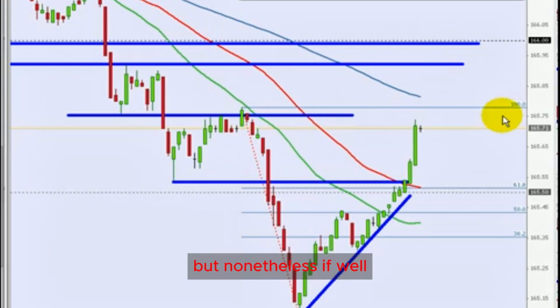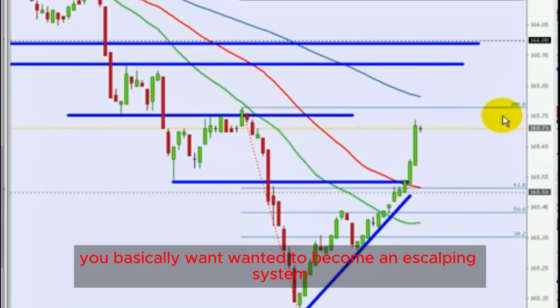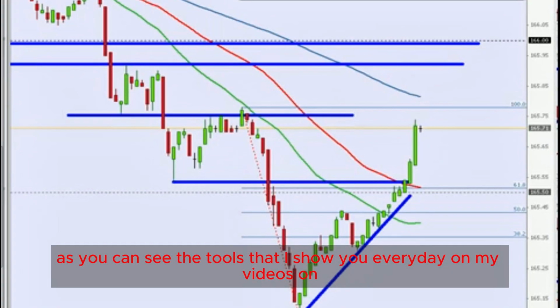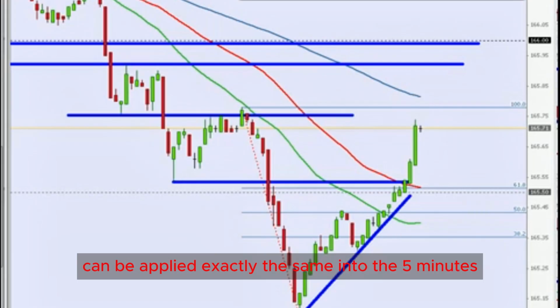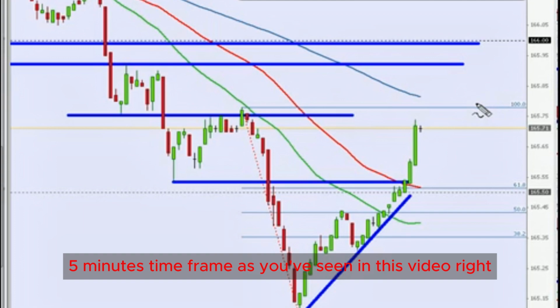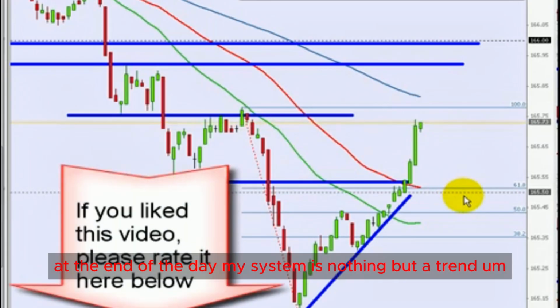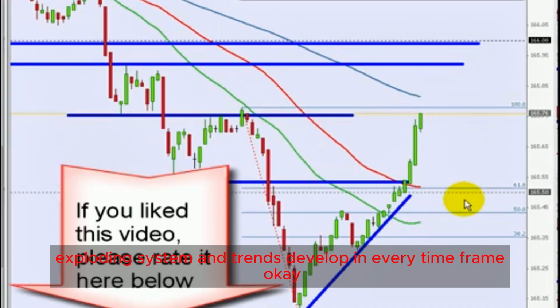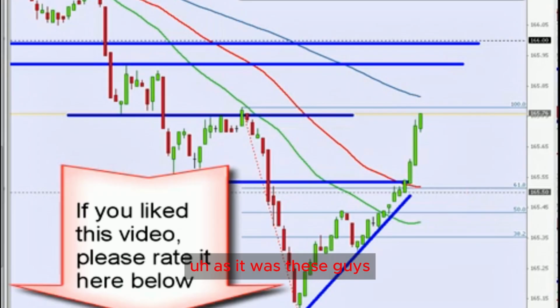But nonetheless, if you wanna give the system a twist and you want it to become a scalping system, you certainly can, okay? As you can see, the tools that I show you every day in my videos, usually on the hourly or the 4 hour time frame, can be applied exactly the same on the 5 minute time frame as you've seen in this video, alright? Like I was saying before, at the end of the day, my system is nothing but a trend exploiting system, and trends develop in every time frame, okay? Be it the 4 hour time frame, the daily, the weekly, or the 5-minute chart, as in this case.